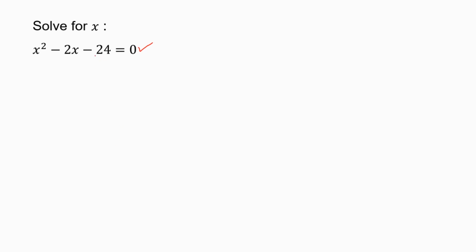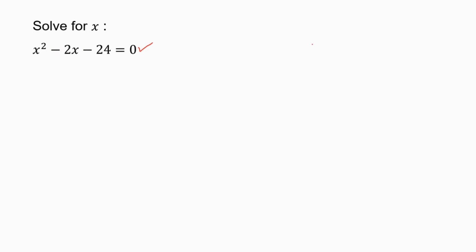So we look for the factors of negative 24 that will give us negative 2 when we add them. So what does this negative mean? This one means one factor is negative and the other factor is positive. What about this one? It means then the bigger factor is the one that is going to be negative.